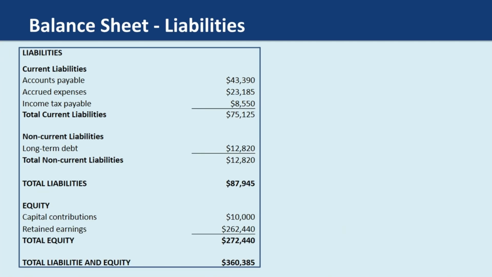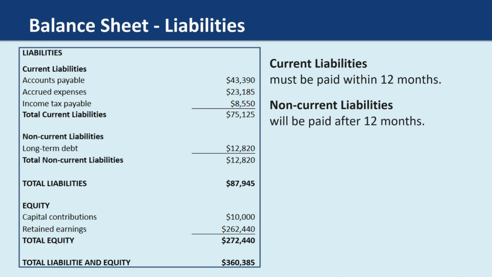Liabilities are what the company owes to others. For example, suppliers, employees, the tax office. It has current liabilities and non-current liabilities. Current liabilities are liabilities that must be paid within 12 months. For example, accounts payable, accrued expenses, income tax payable. Non-current liabilities are the liabilities that will be paid after 12 months. For example, long-term debt, deferred tax liabilities.